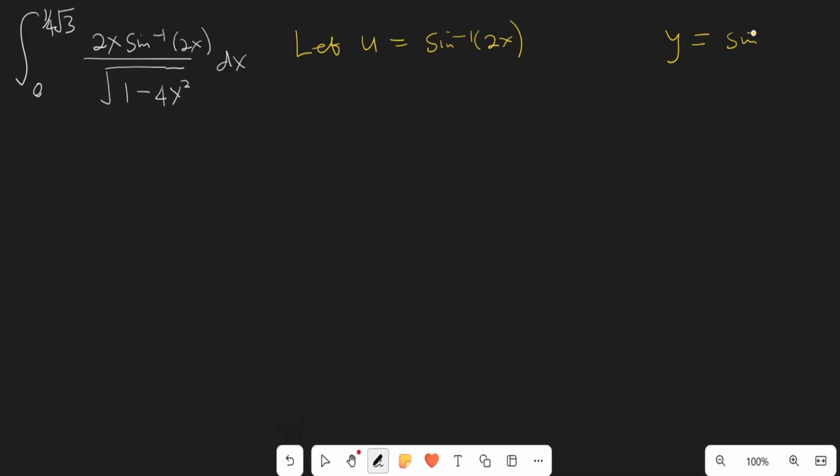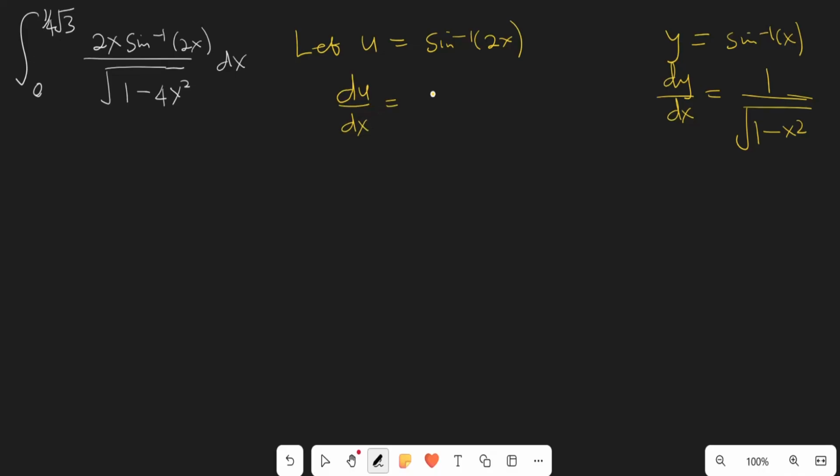Let me refresh your memory here. If y is equal to the sine inverse of x, the derivative dy/dx is 1 over the square root of 1 minus x squared. I made a tutorial about this, so make sure you know how to differentiate the sine inverse function. So this one we can differentiate.